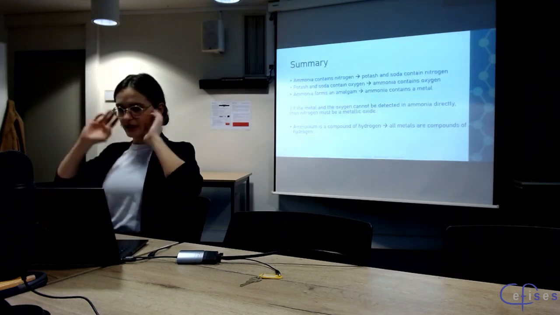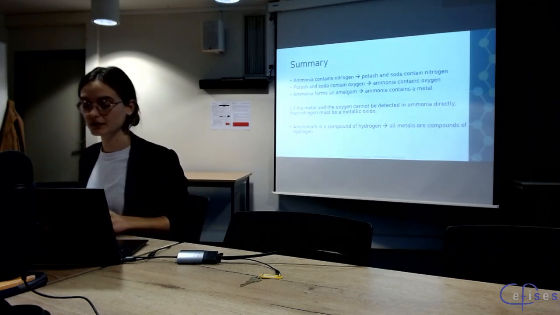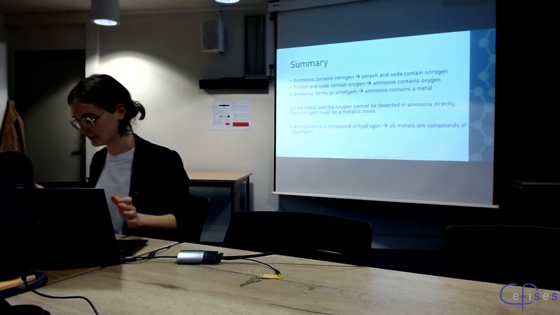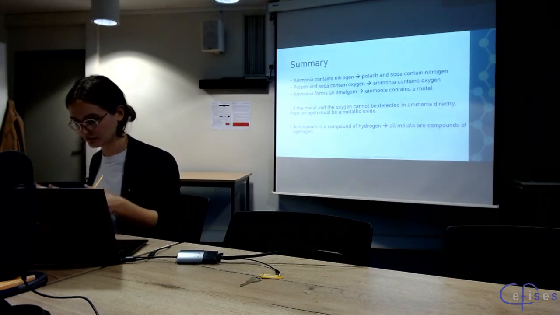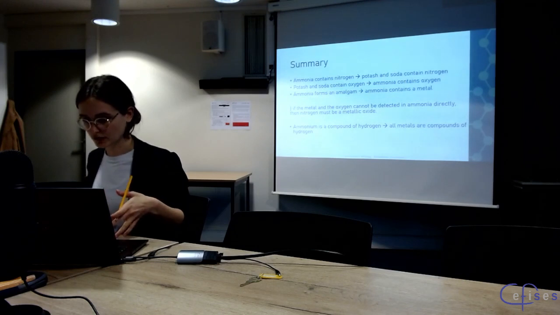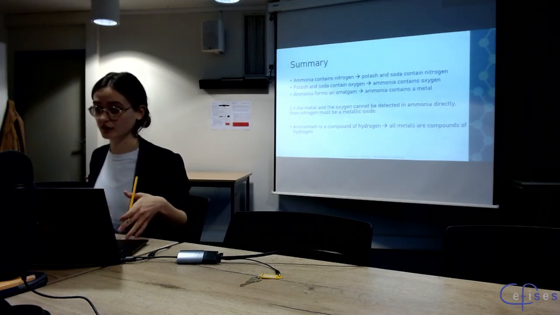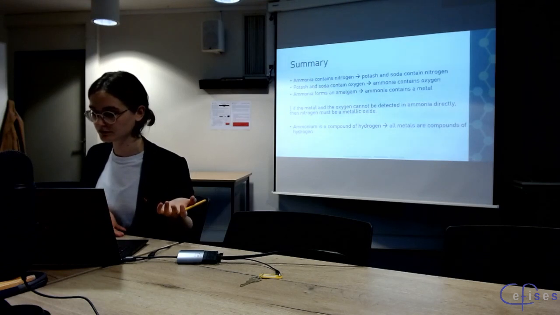So I just ran through a whole series of arguments, and to summarize what I said in the second part in one slide, these are the different arguments. Ammonia contains nitrogen, therefore potash and soda contain nitrogen, was the first argument. That turned out to be false. Instead, potash and soda contain oxygen, therefore the inference was that ammonia contains oxygen.